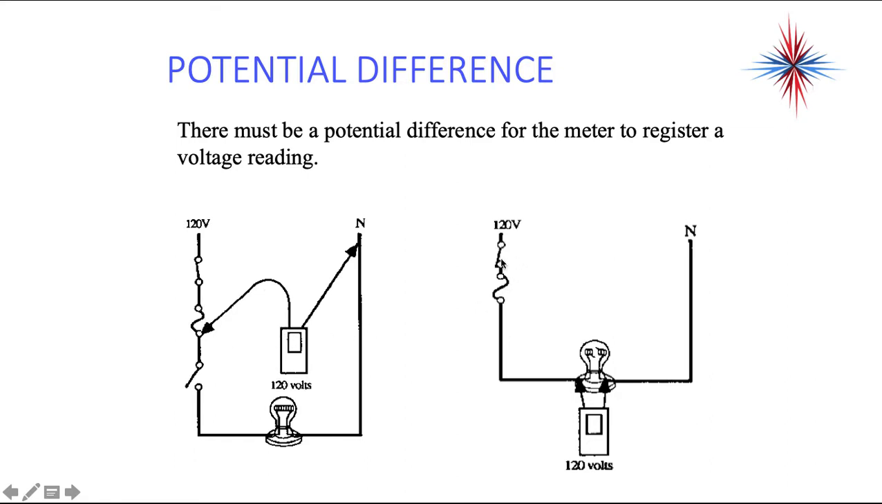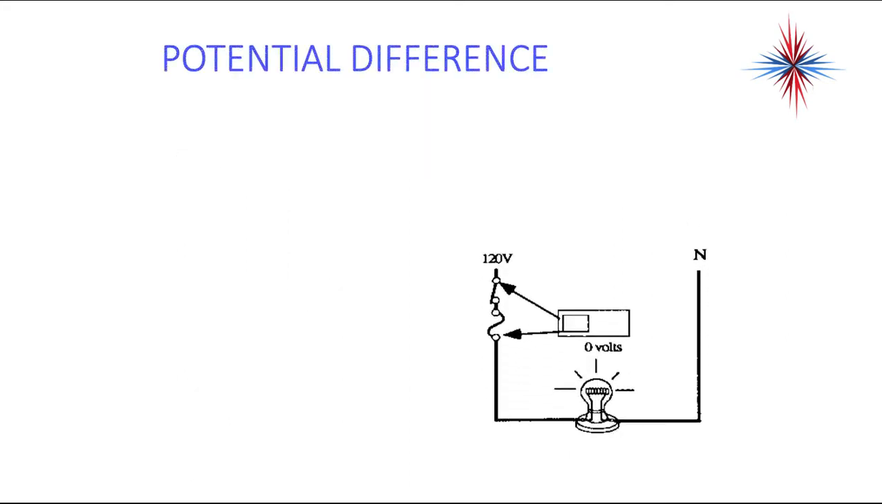In this case, on the right diagram, I have a closed switch and a light bulb that has, if you look closely, a broken filament in it. Once again, the voltage across that light bulb is 120 volts. There's a potential difference between line and neutral. So we have to have a potential difference for the meter to register a voltage reading.